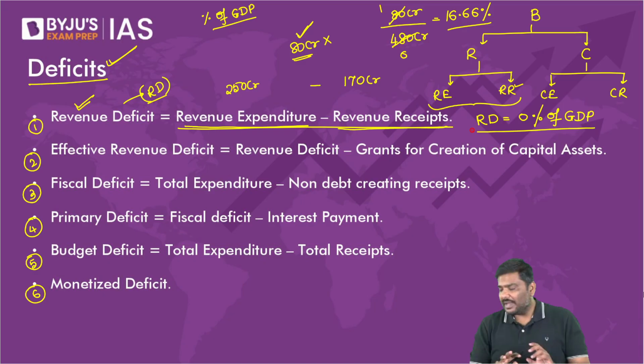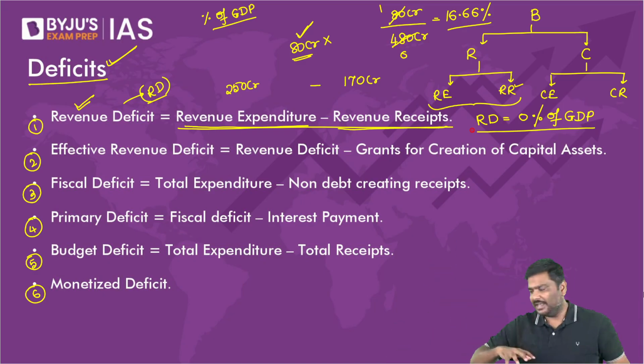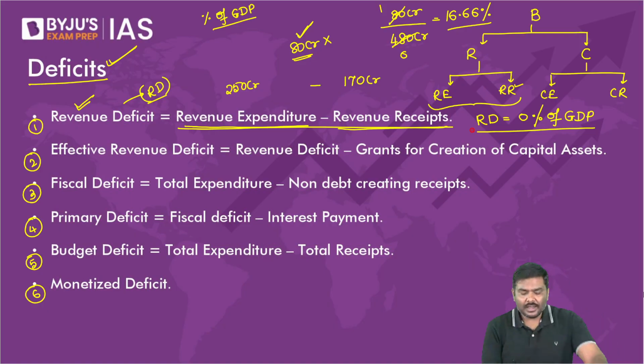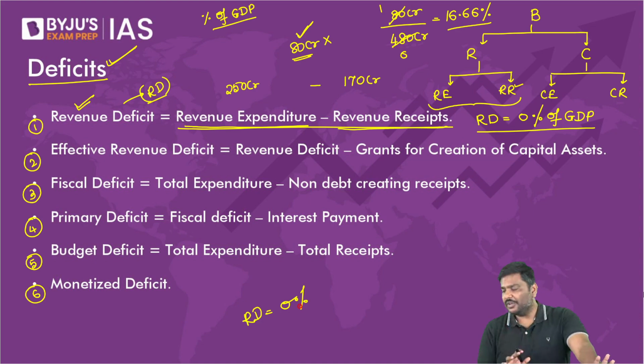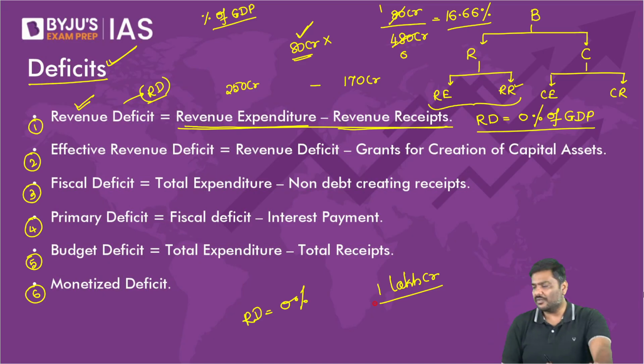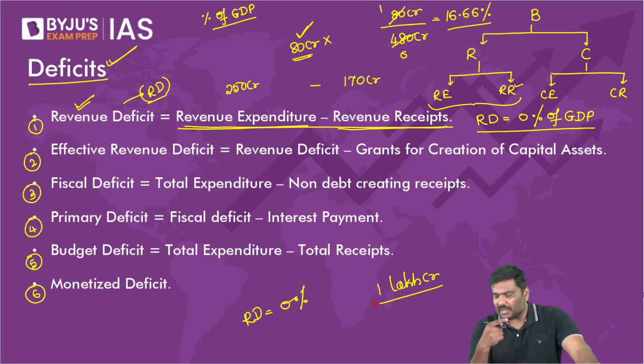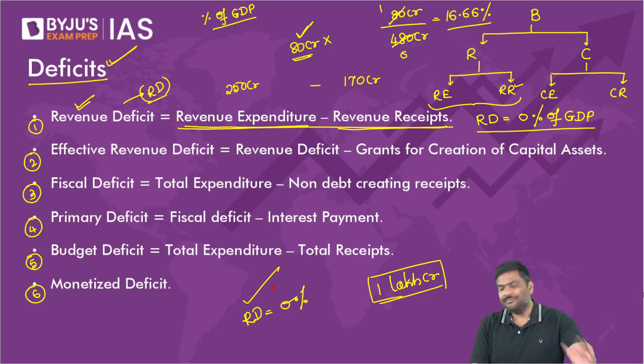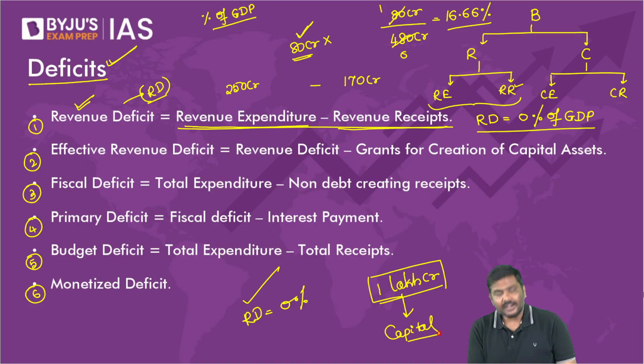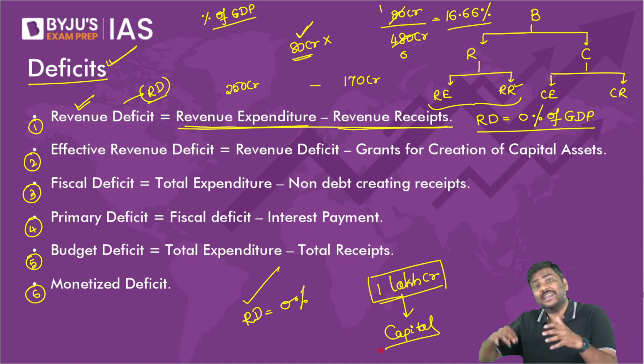Why? It simply means even if I borrow any amount of money, understand this. Imagine revenue deficit is equal to 0%. Listen to me very carefully. If revenue deficit is equal to 0% and the government will borrow 1 lakh crore rupees, please tell me what is the reason the government of India is borrowing? Is the government borrowing 1 lakh crore rupees to take care of revenue deficit? No. Does it not mean the government is using this 1 lakh crore rupees for capital expenditure? Correct?